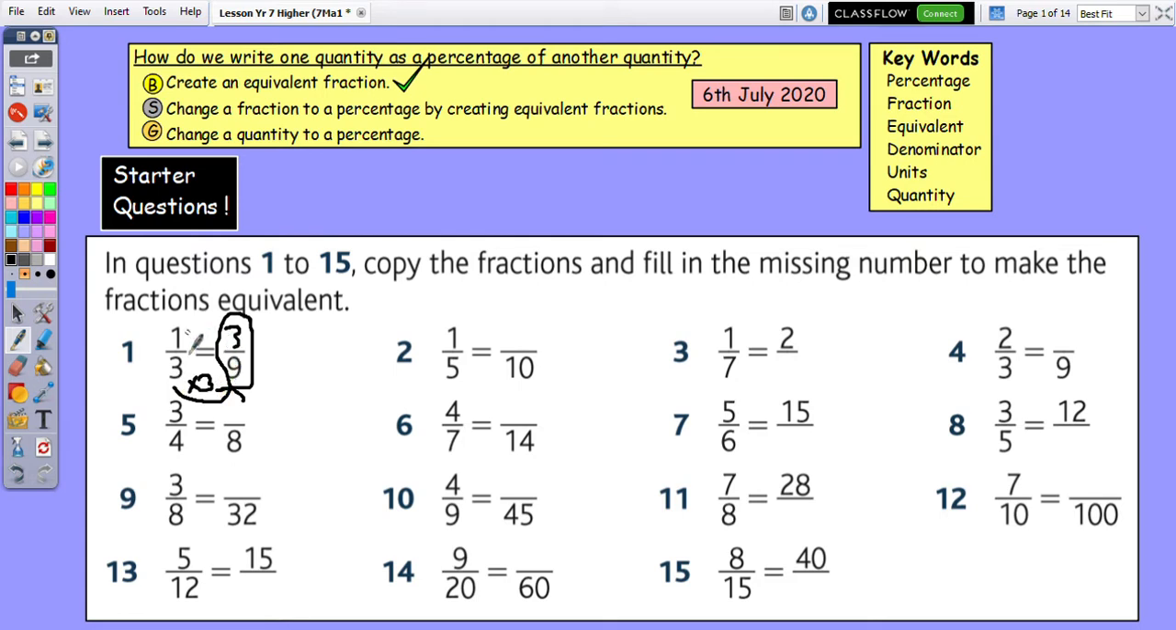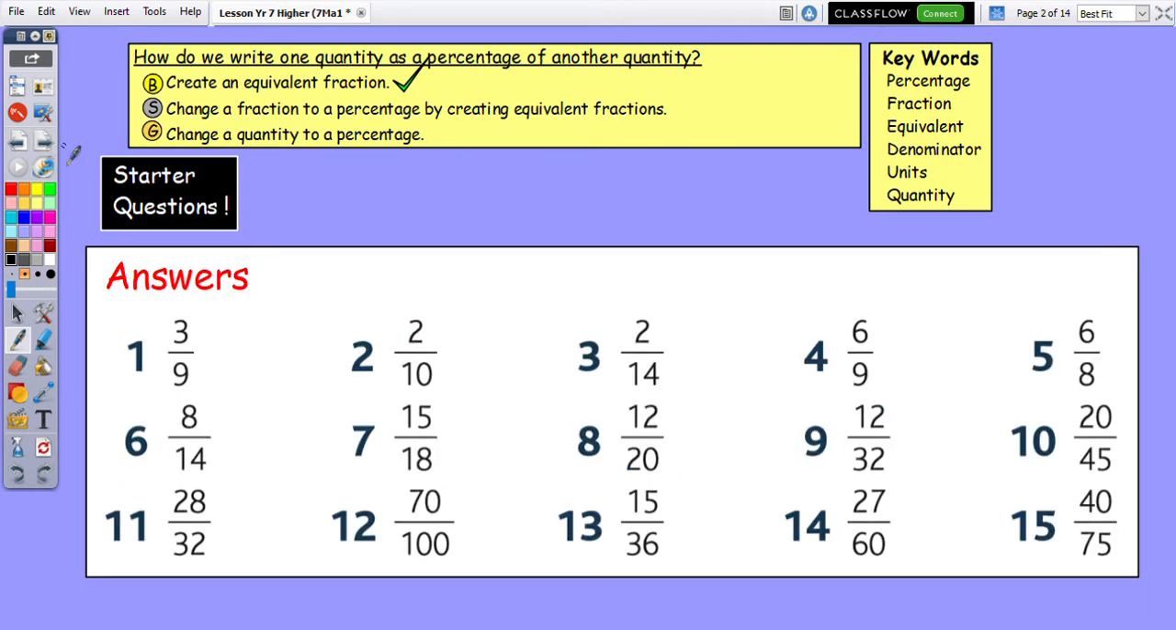In order to complete this lesson, that's all we're going to do: create equivalent fractions. In fact, we're going to create equivalent fractions that look like this. Okay, good. So going through the answers, that's what you should have got. Hopefully you all got that.